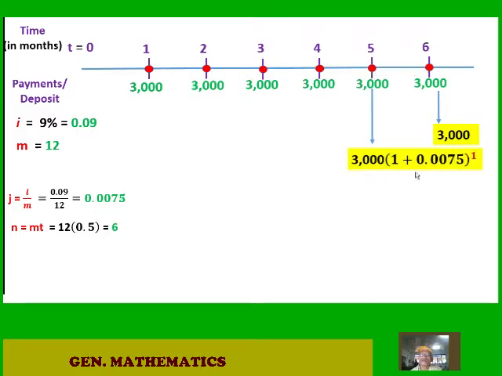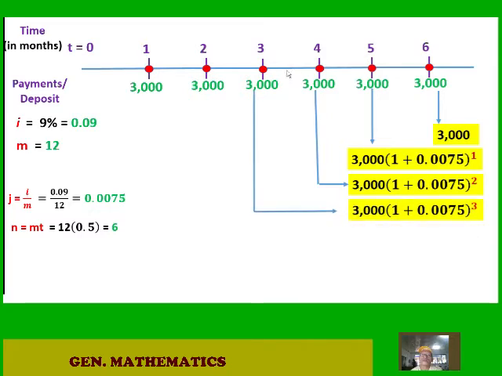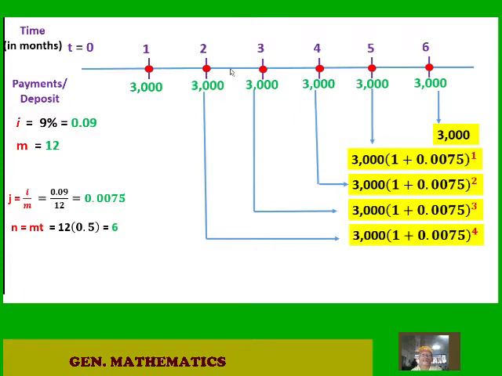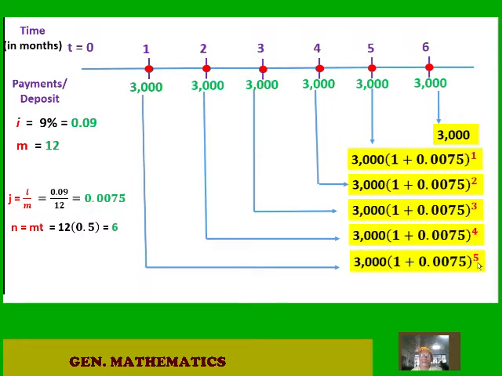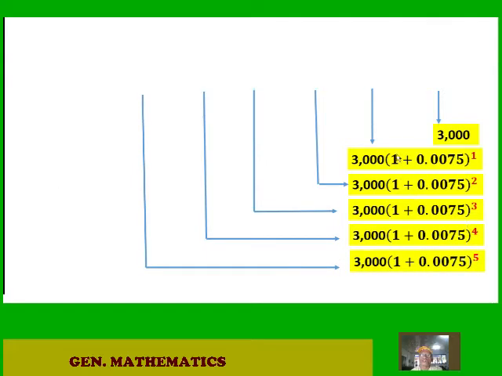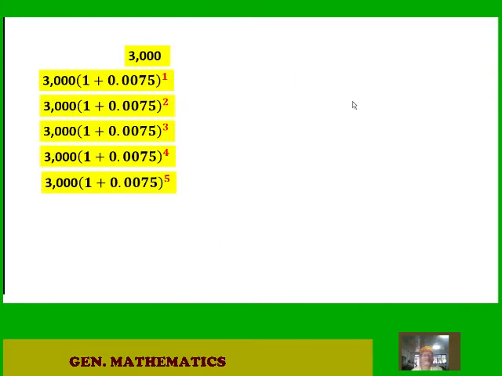So using the compound interest, the exponent is 1. This 3,000 will earn compound interest within 2 periods, so the exponent is 2. This 3,000 will earn interest within 3 periods, so the exponent is 3. Similarly, this 3,000 will earn interest within 4 periods, so 4. And this one will earn interest within 5 periods. So let us determine the sum of these values.